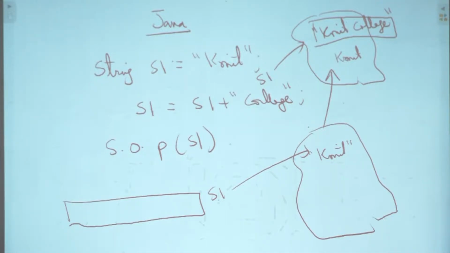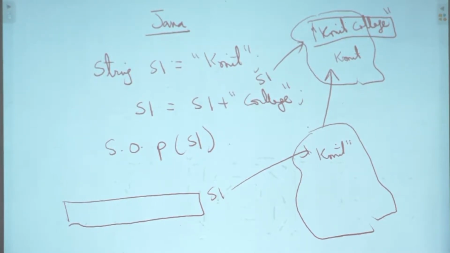Did the original S1 expand? Is our S1 elastic? So the important point to understand here is S1 can never change, and that is what we mean by immutability. So when I did that, look at that line, S1 is equal to KMIT.